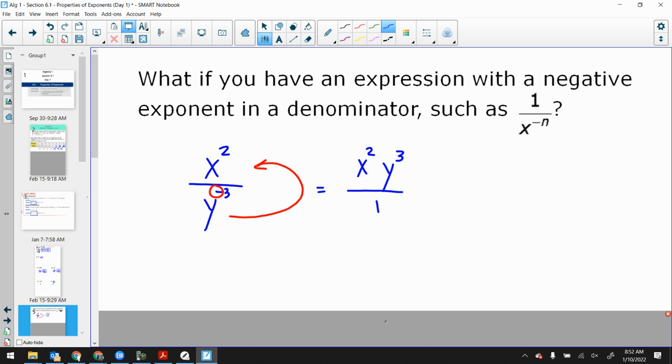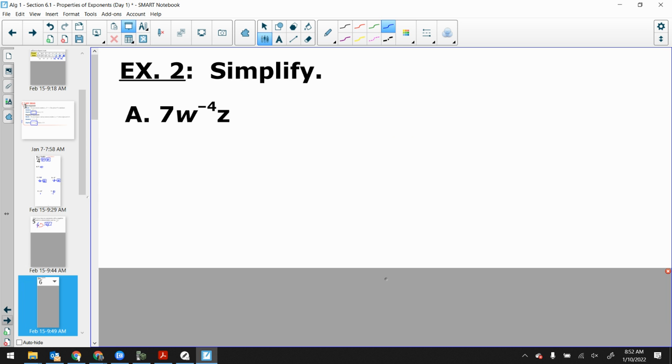Now, do I need that over 1? No, I don't need that over 1. It would just end up being x squared y to the third. So, moral of the story is, if you've got a negative exponent, it moves. If it's in the numerator, it moves down. If it's in the denominator, it moves up. It's got to change positions. It's got to change orientation. Okay? So let's take a look here.